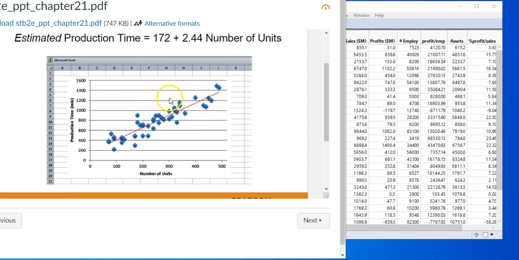And you can see that here we have an example. So this is number of units. We're producing and selling some units of production, and we have production time, so how long it takes for us to produce and sell them. The main idea here in this example from the book on chapter 21 is talking about a linear regression model and understanding the basic statistics of linear regression model.